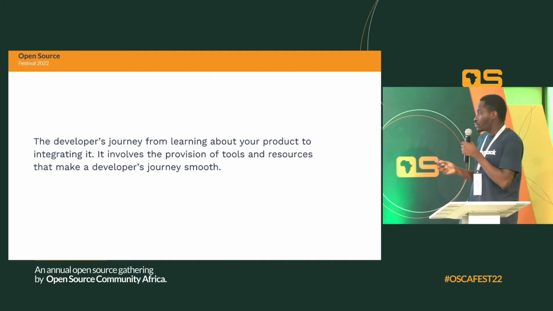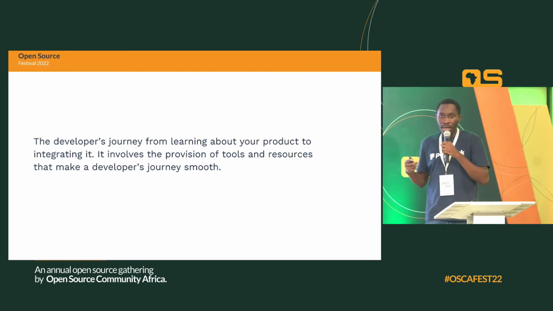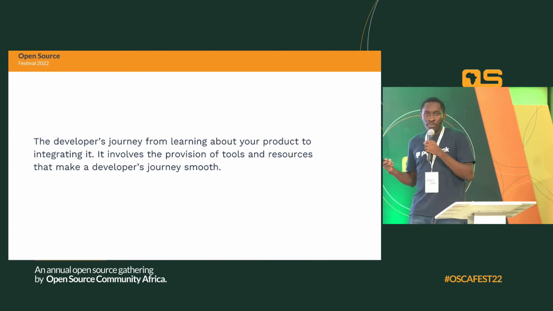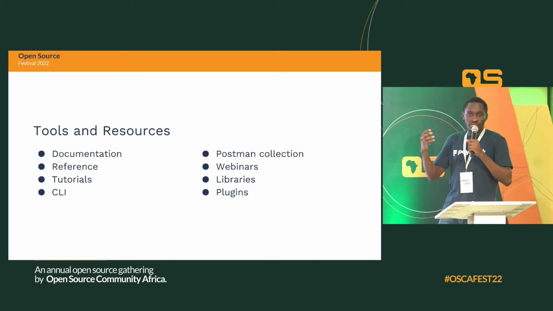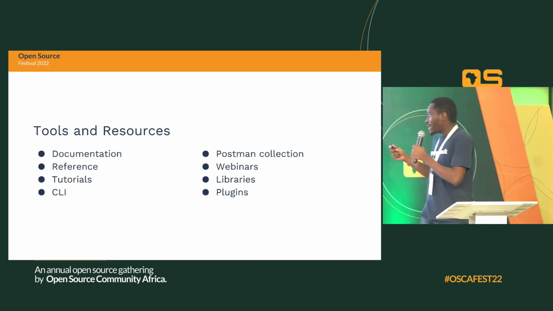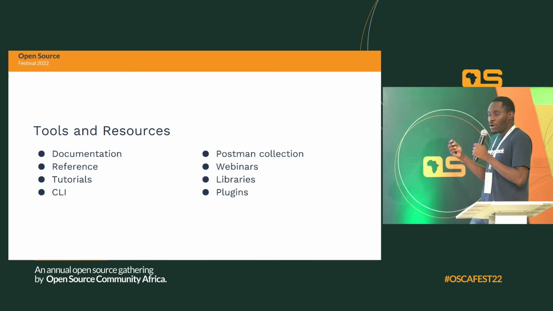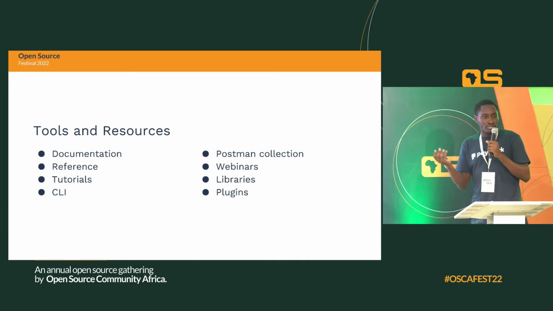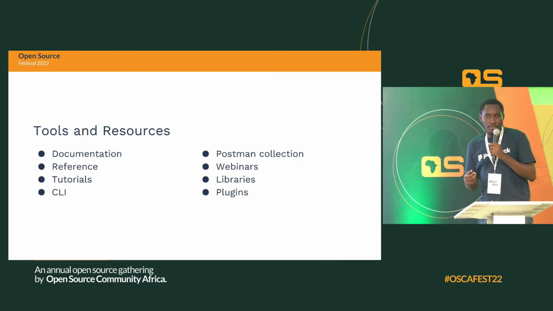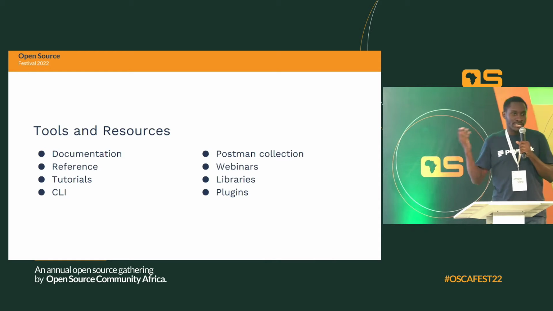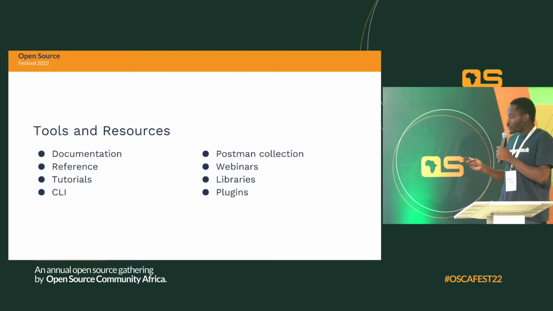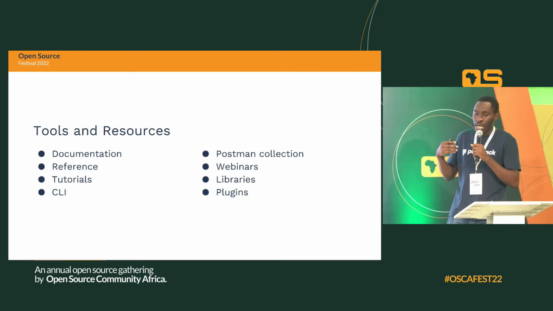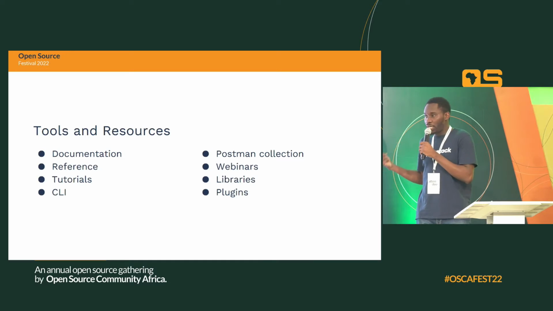It involves the creation of tools and resources to make your developer experience journey smooth. Generally, you provide resources and tools such as documentation, an API reference, tutorials, and a Postman collection for people that want to test locally. You organize webinars, you have libraries that are built by communities or by your company, and then you have plugins for people that are not really technical but want to get along with your product as quickly as possible. With all this, we started to do a form of audit on our developer experience to see how we can do even better.